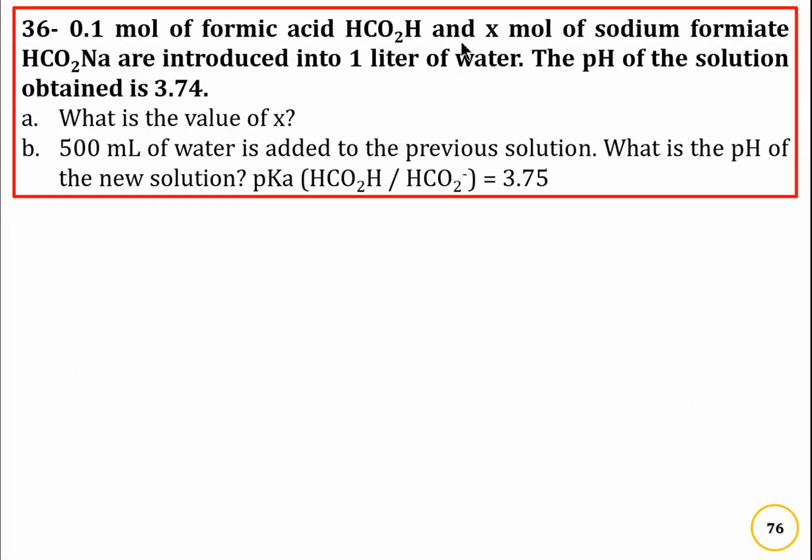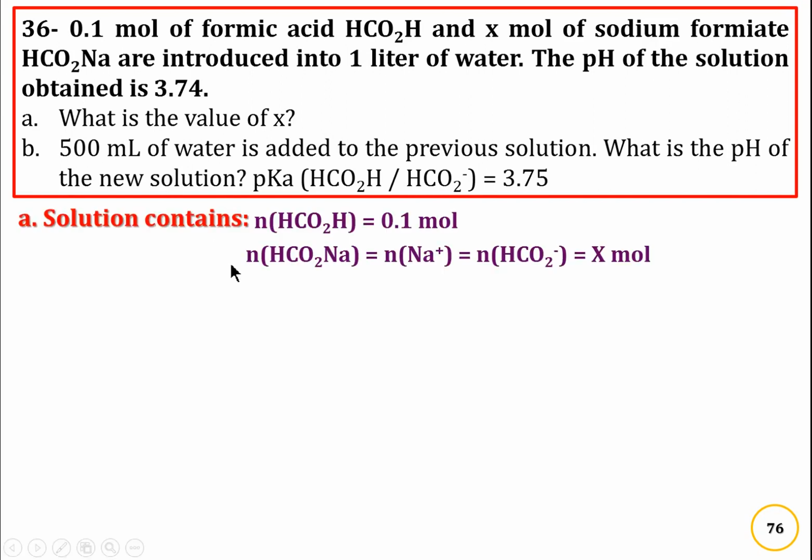Exercise 36. 0.1 mole of formic acid and X mole of sodium formate are introduced into 1 liter of water. The pH of the solution obtained is 3.74. What is the value of X? So when we mix HCOOH and HCOO⁻, we have a solution containing the weak acid and its conjugate base. The number of moles of the acid is 0.1 mole, that of the base is X mole.